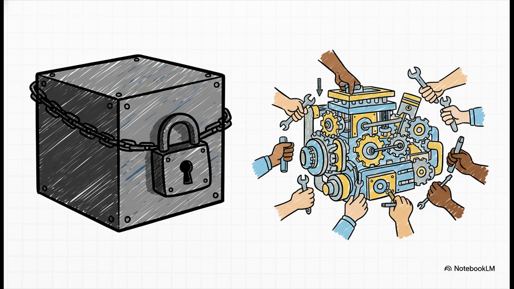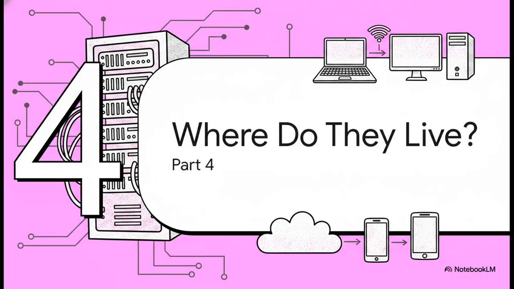But with Linux, the kernel is this massively collaborative community engine. Thousands of developers globally, people from Google, Intel, Red Hat, plus tons of independent coders, are constantly updating it. That massive community is Linux's absolute superpower. Which naturally leads us to Part 4. Where do these systems actually live?